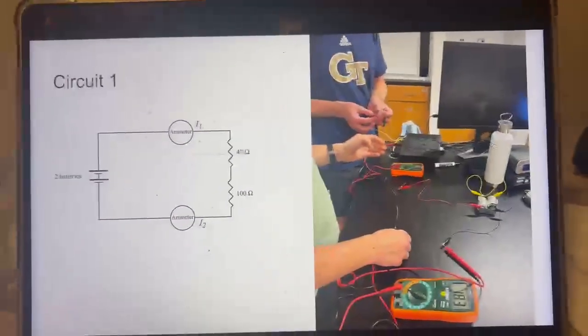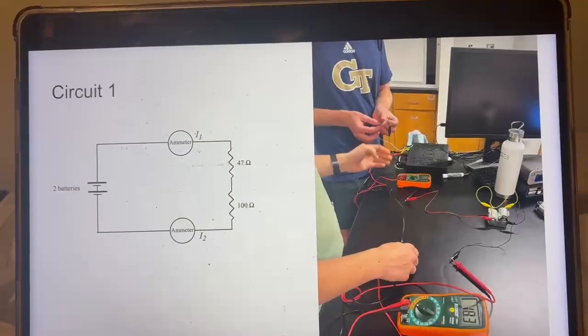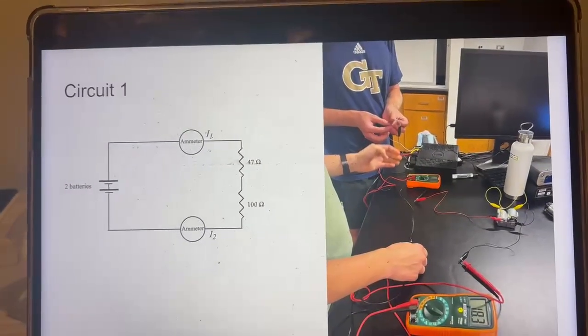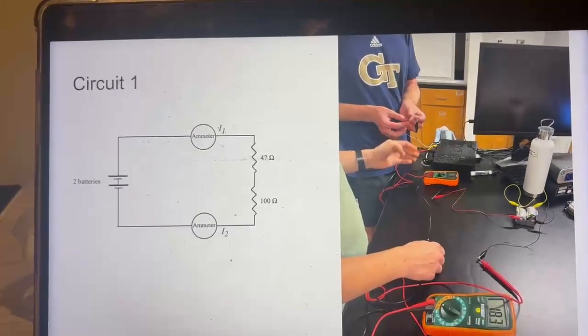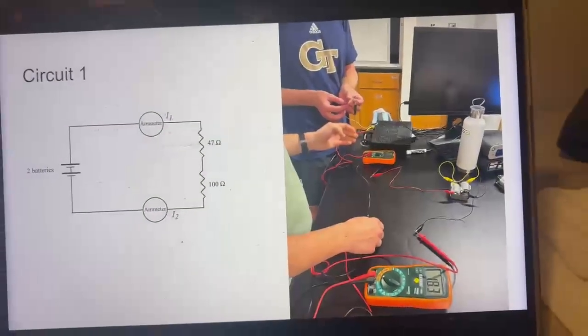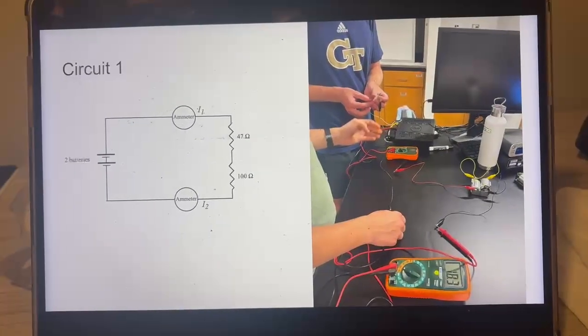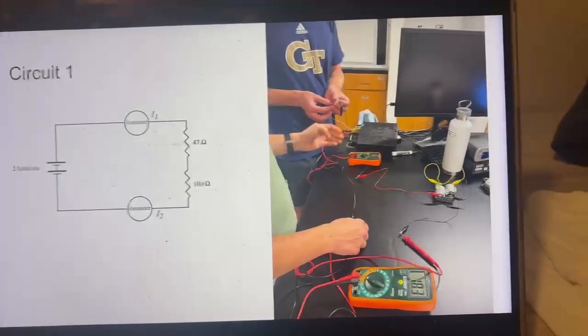So this is our first circuit, which is our series circuit, which had the 47 ohm resistor and the 100 ohm resistor, and we had our 2 ammeters. So that's our setup right there. And then, of course, the 2 batteries at the top.